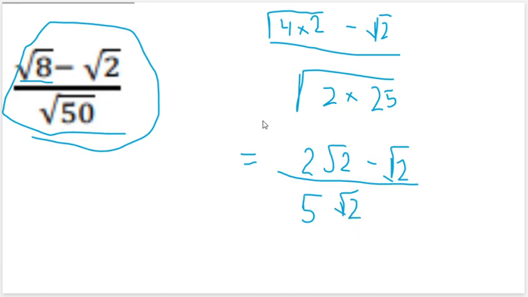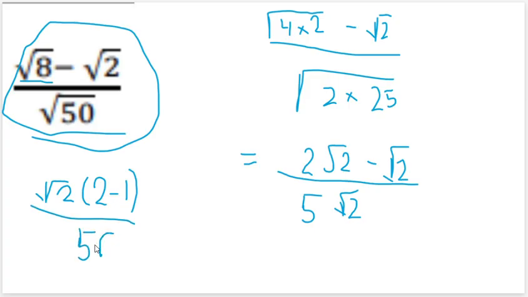Now, once we do that, on top, we can take out things that are common, which is root 2. Once you take out root 2, you open up a bracket, and we'll be left with 2 minus 1, all over, because remember, there's an invisible 1, all over 5 root 2. Remember, we can only cancel things if multiplication is happening. If multiplication is not happening, then we cannot cancel. So 2 minus 1 gives us an answer of 1 over 5. This is your final answer.